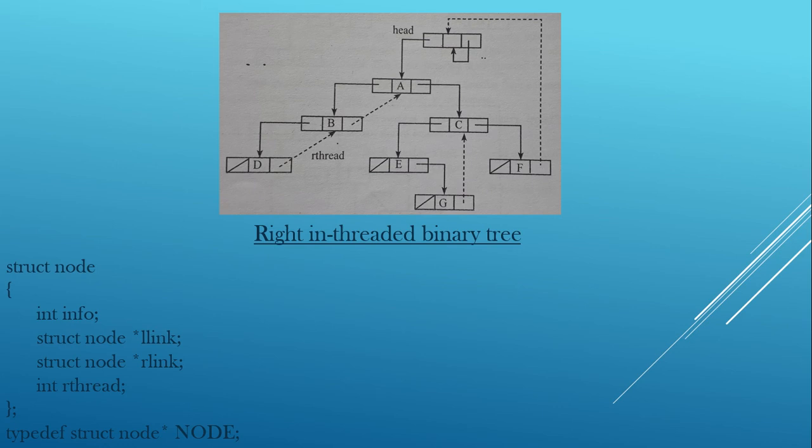So: struct node { int info; struct node *Llink; Here *Llink is the pointer to the left subtree. struct node *Rlink is a pointer to the right subtree. int Rthread; if it is 1, it indicates the presence of a thread, otherwise 0 indicates the absence of a thread. } typedef struct node *NODE.